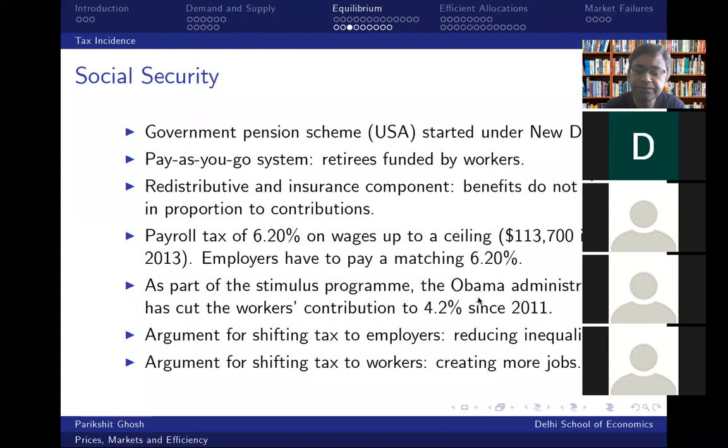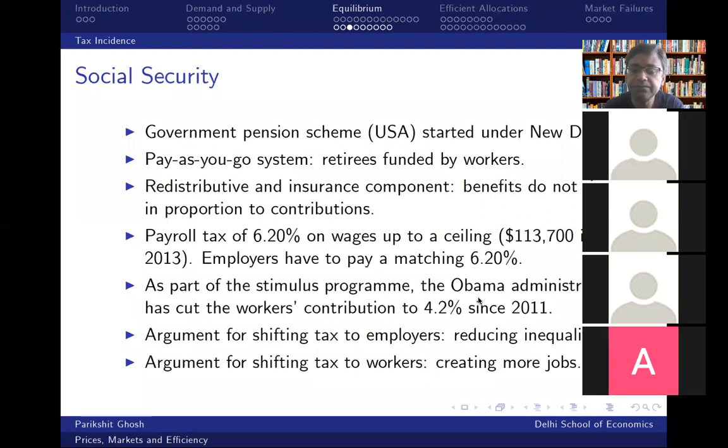Sir, for instance, if we talk about the argument for shifting tax to employers, is there anything to stop the employers from just reducing the overall wage so that the end pay stays the same?